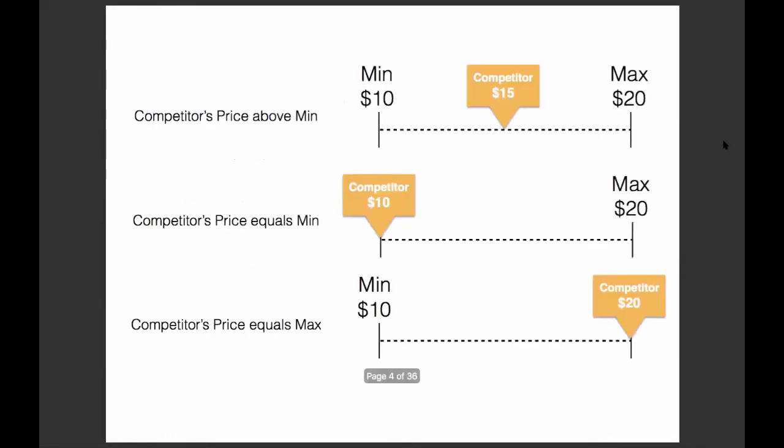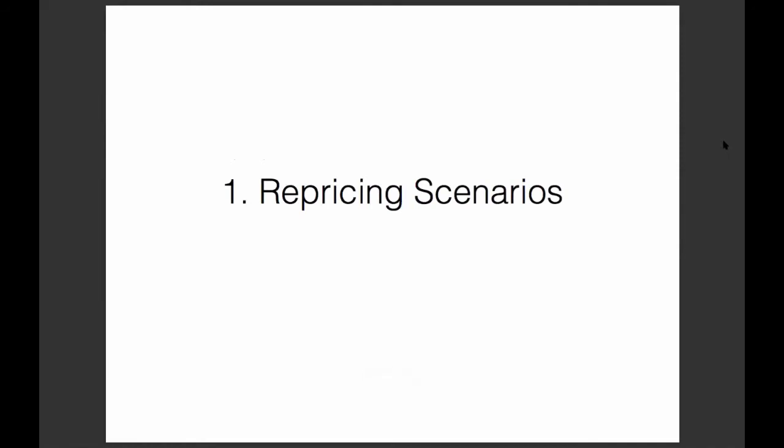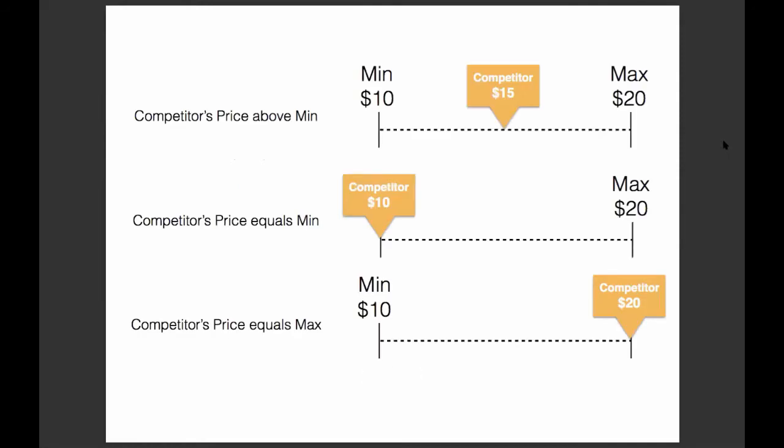Okay. All right, so the first part is repricing scenarios. Here are three basic scenarios on this page. I want you to imagine you have your price floor, your min price, set at $10, and your max price is set at 20. Just a hypothetical. So if your competitor's price is above min at $15, it's right in the middle of your range. Second scenario, if your competitor's price equals your min, so your competitor is at $10, he's at your min, and competitor's price equals max price, he's at $20, he's at your max.